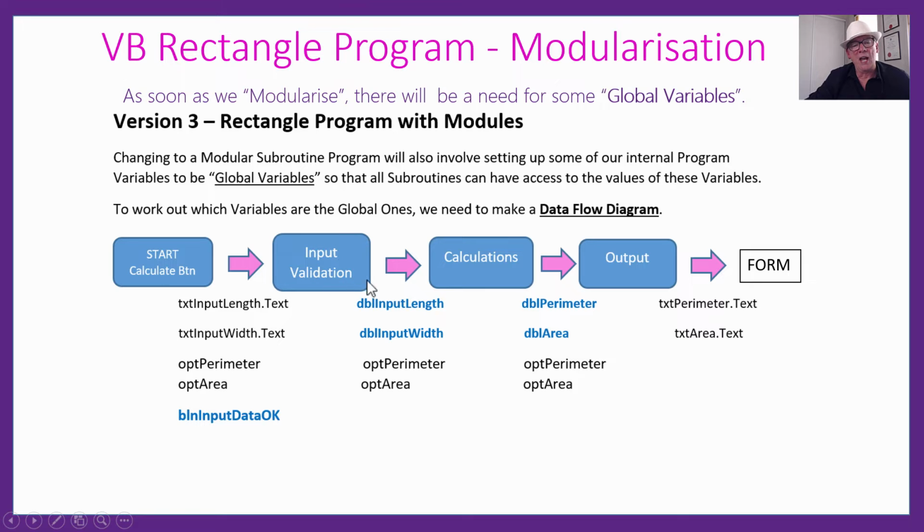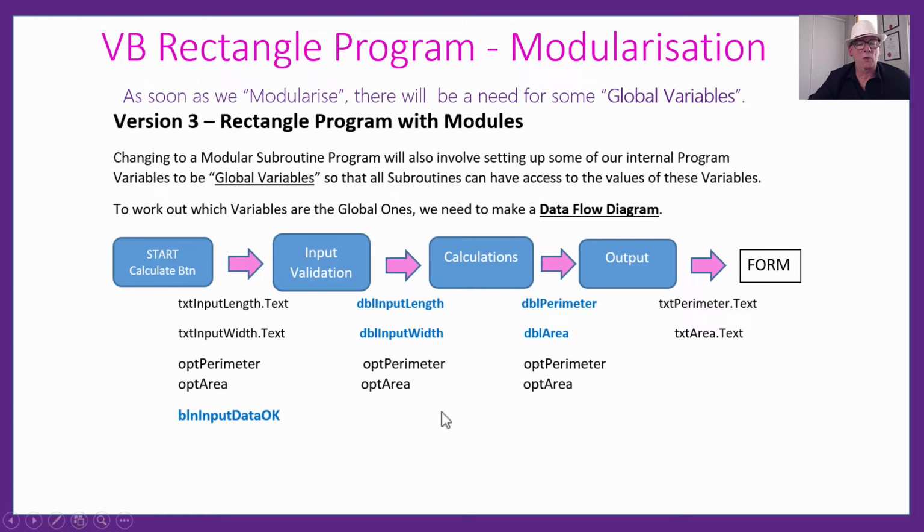If everything's okay, then we can actually convert things and get our input length as a double, because we might have decimal values that people have put in, our width, and our opt perimeter or area ticked. They're clicked okay by the user, so we finish validation. Boolean input data okay is now true, and we go on to do calculations. So it does 2 times length plus width, or length times width if we're doing area. It does those little formulas. The output is where we put the answers into the text boxes, and finally on the screen we'll see the perimeter text box answer and the area text box answer appearing on our form, and the process is done.